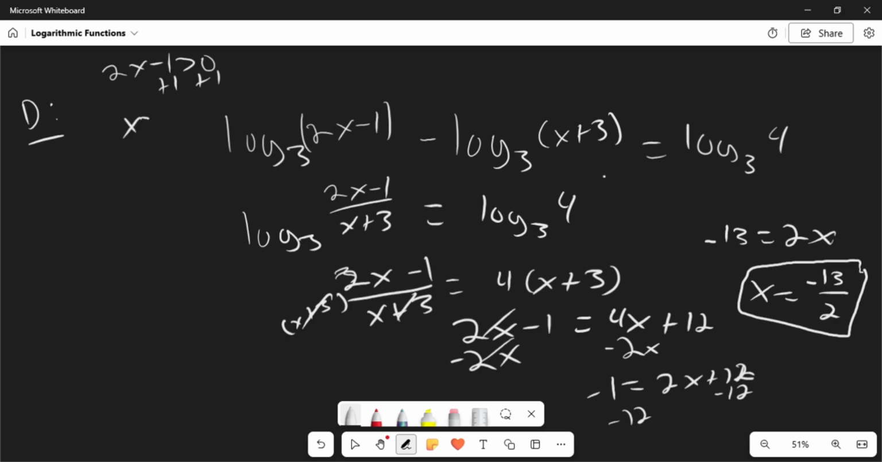You get x has to be greater than 1/2. Okay, so that's one of the domains. x has to be greater than 1/2. The other domain is simple. It's just x has to be greater than -3.